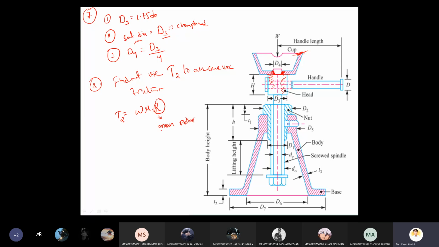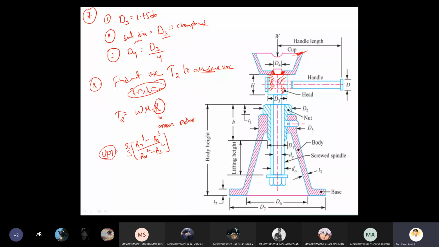Okay, if the question is asking for the uniform pressure theory, this mean radius is 2 by 3, where the friction is involved, at the handle. What are the dimensions here? D3 and D4 are there. So that is R4 power 3 minus R3 power 3 by R4 square minus R3 square. This is when the question asks about the uniform pressure theory.